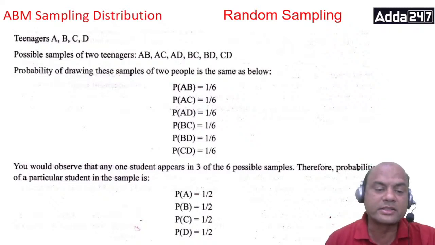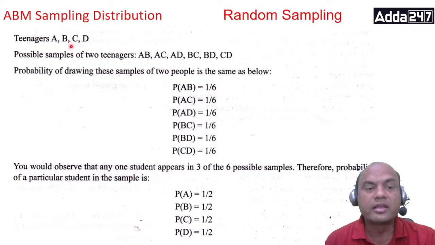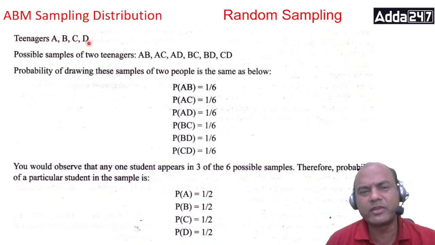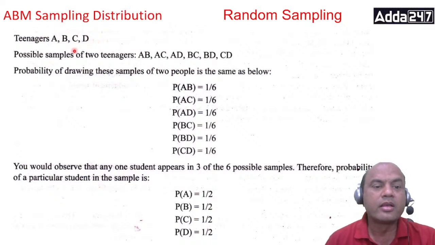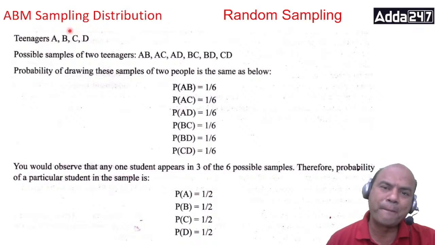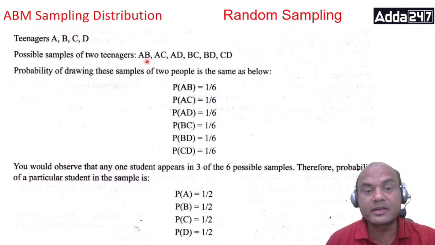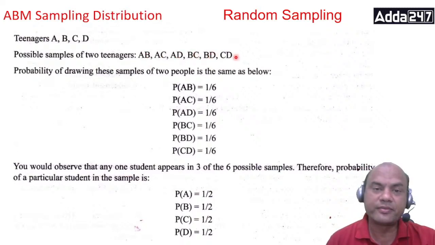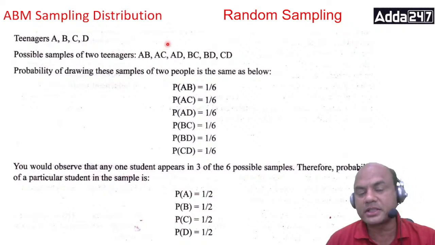Now let's look at this for simple random sampling. Suppose I give you this example. There are 4 teenagers, A, B, C, D. Now I have to select a group of 2. How will I select? A group of 2 can be selected in these ways: AB, AC, AD, BC, BD and CD. This is the only way I can select.